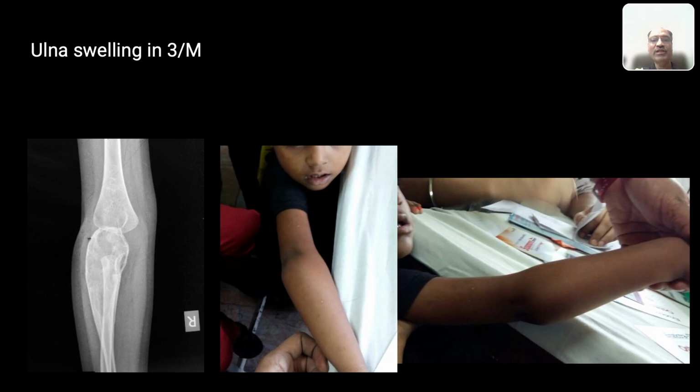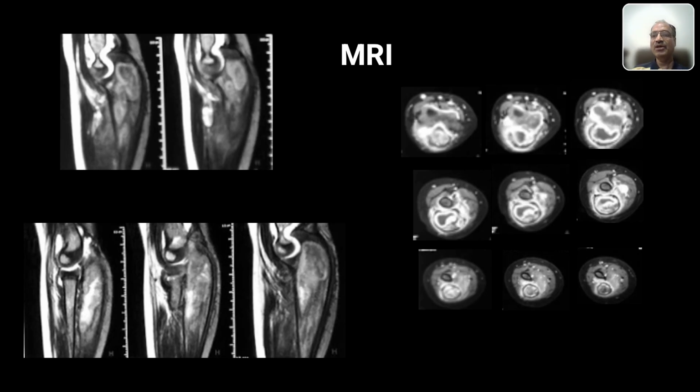This is bone joint involvement, an ulnar osteomyelitis, with expansion of the proximal ulna. Typical features of tuberculous osteomyelitis: not much sequestrum, no involucrum, not much periosteal reaction. This is typical of osteomyelitis of tuberculosis. Next slide. It was treated with anti-tuberculosis drugs. This is the MRI. Next slide.